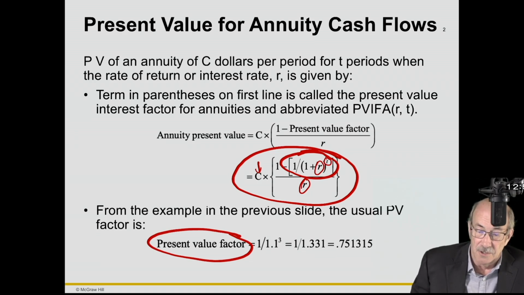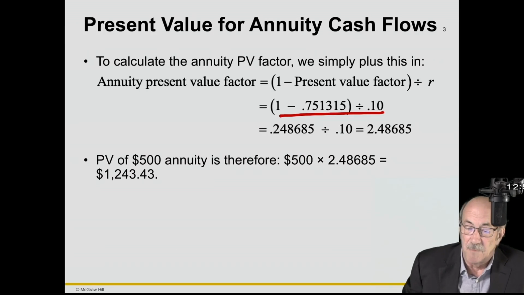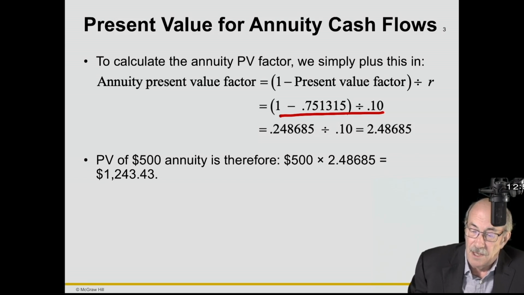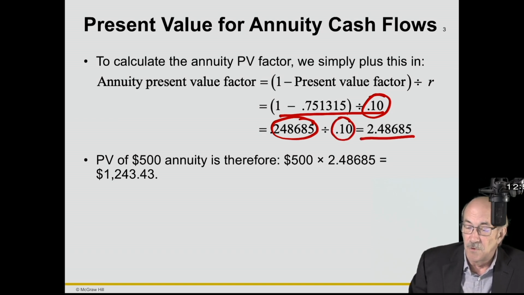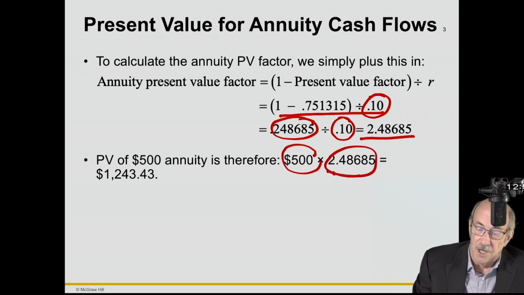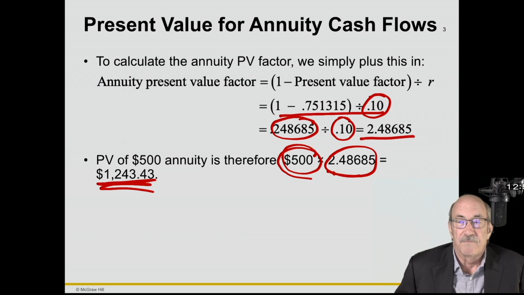And in this particular example, if we have 10% for 3 years, the present value factor is 0.751315. We would divide that by R. There's our R. One minus the present value factor is 0.248685, divided by 0.1 gives us 2.48685, and then we use that factor to multiply it by the amount of the cash flow. And again, here's that very same answer. So any direction you want to do it, that's fine.